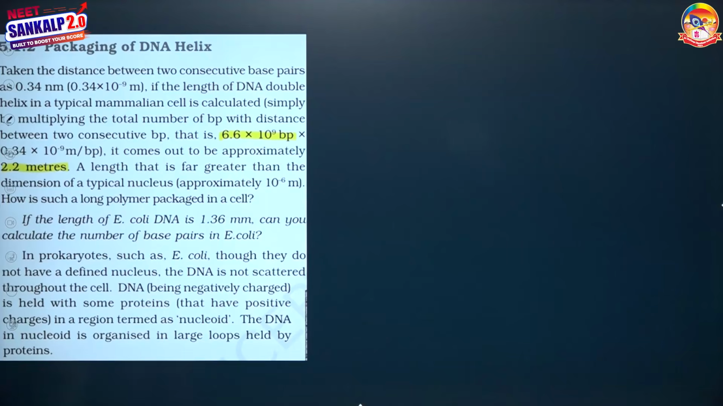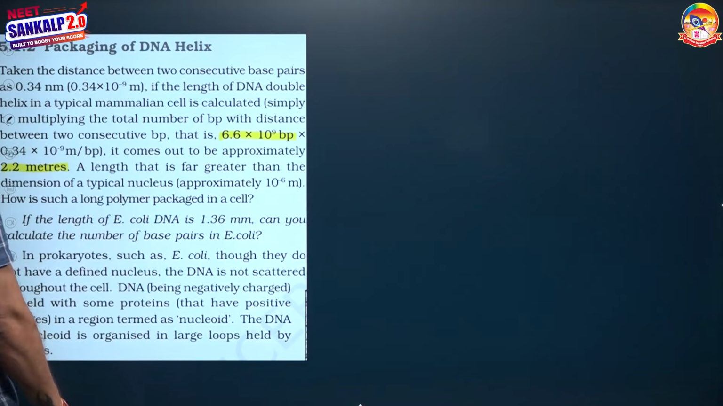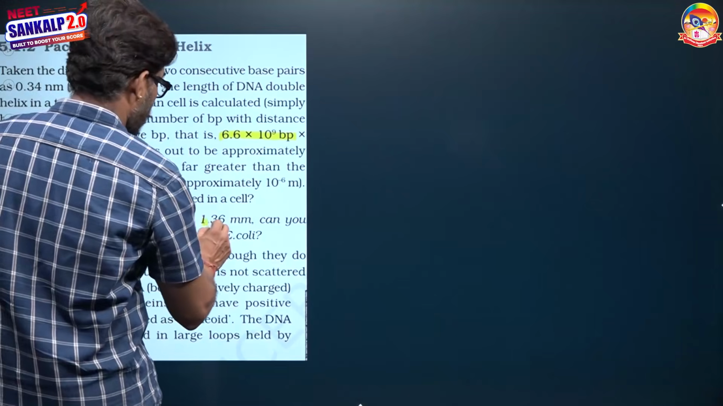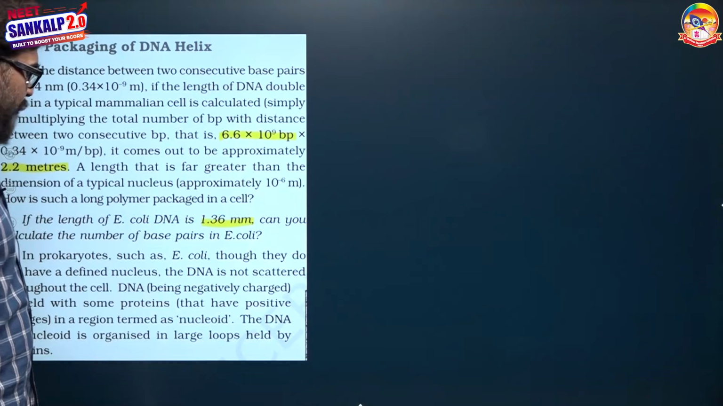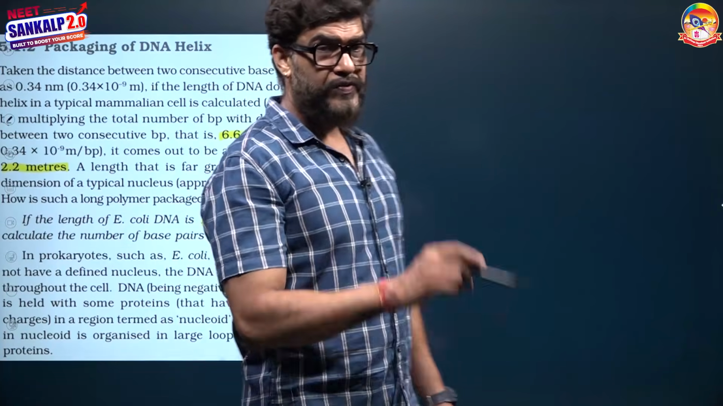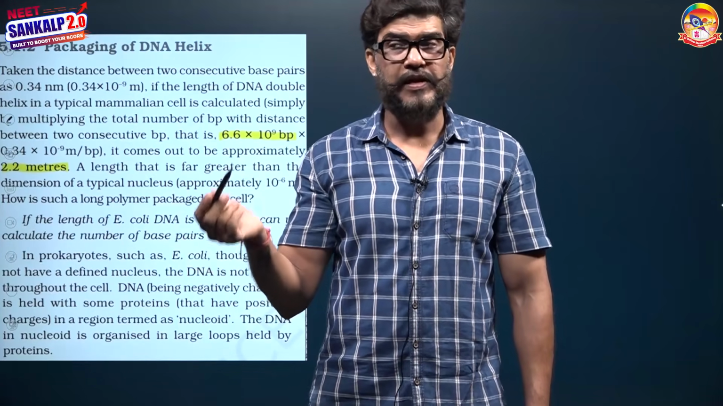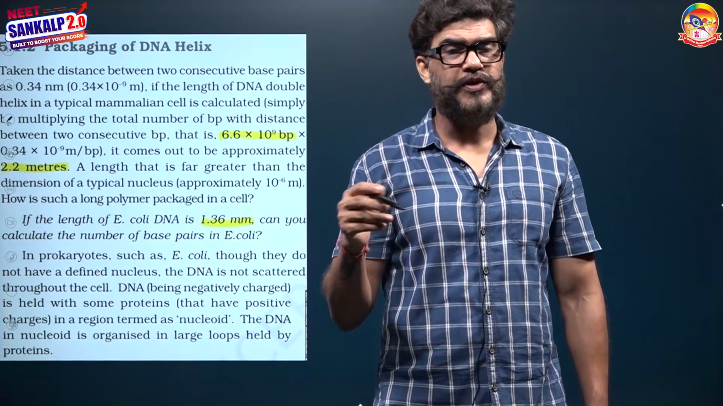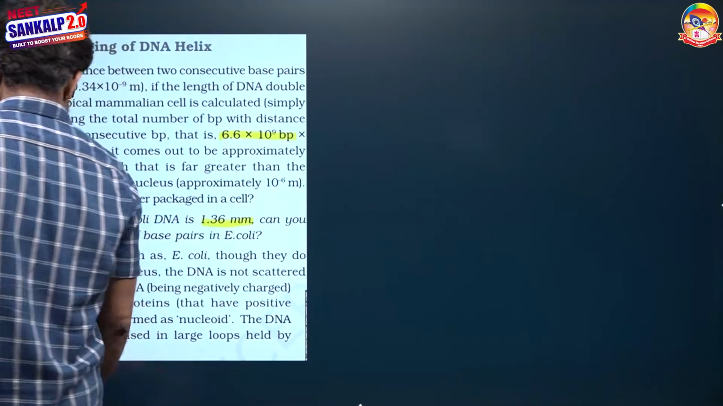Then definitely there is a need for a very high degree of packaging. If the length of E. coli DNA is given as 1.36 millimeter, can you calculate the number of base pairs present in E. coli? As we have discussed already, if the total number of base pairs is multiplied by 0.34, the total length will come. Similarly, if length is divided by 0.34, the total number of base pairs will come. So here you can calculate.